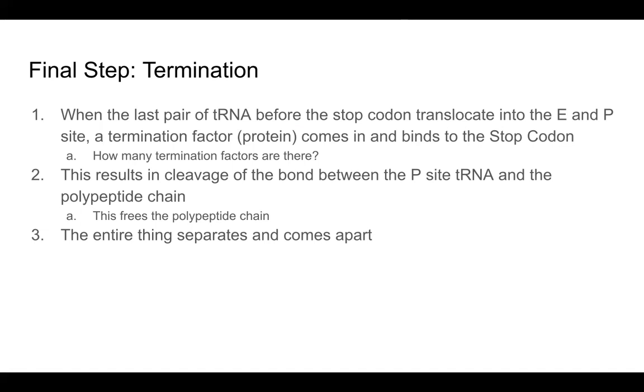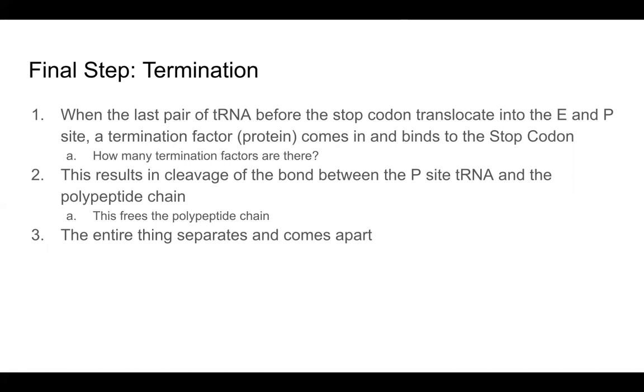Once a termination factor binds, it causes the cleavage of the bond between the P site tRNA and the polypeptide chain. So now that tRNA is still in the P site, but it has let go of the chain of amino acids. That chain of amino acids is now free. It can fold, it can do whatever it needs to do. You have your full primary structure of protein. You have your polypeptide chain. It has been made. Translation, for all intents and purposes, is done.